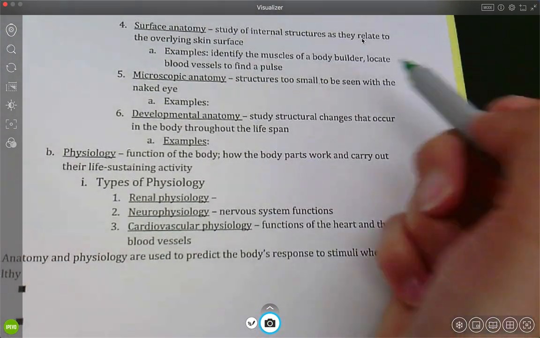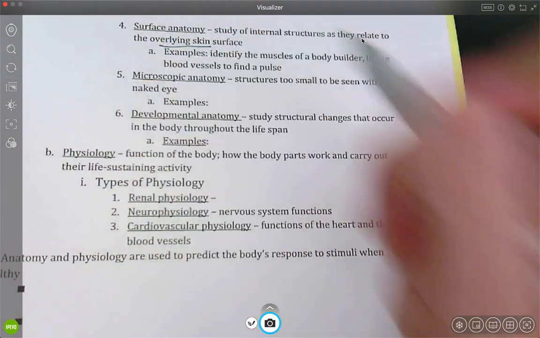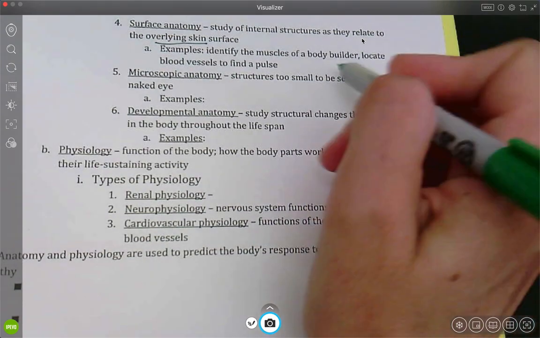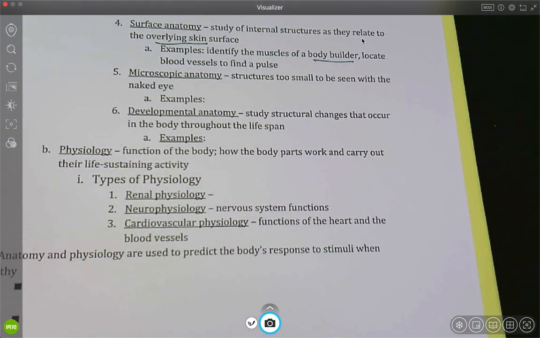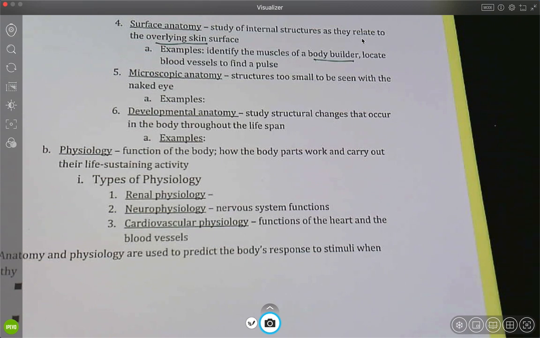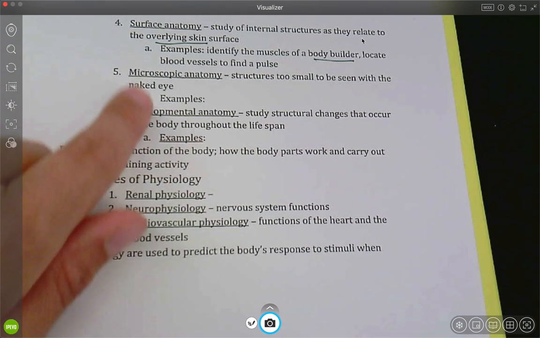Surface anatomy, we're going to look at overlying skin with that. When we do the muscles, we are going to look at bodybuilders. And we are going to see that when they flex this way, these muscles stick out. So that's going to be something that you're going to be able to see and be able to understand where the muscles are located by how it looks.